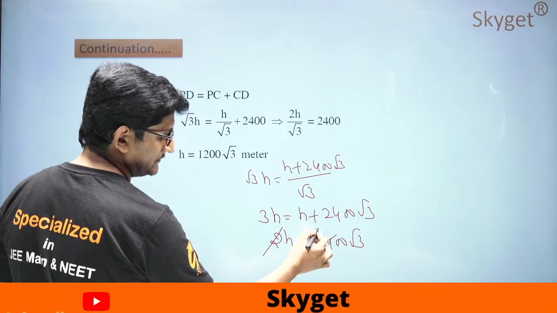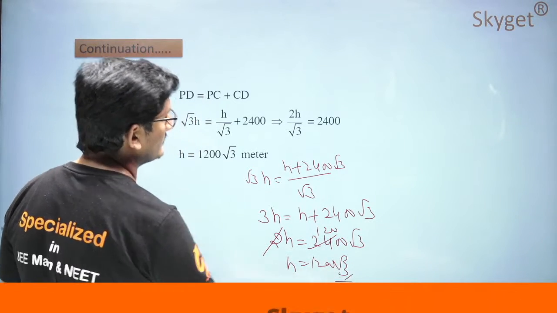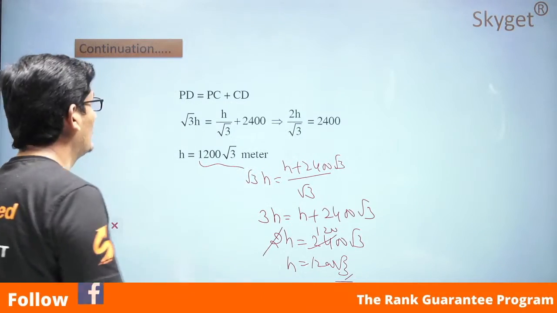Now 2 divides 2400 to give 1200. So H is equal to 1200 root 3. This is the answer. So the height is 1200 root 3 meters. Let's see the next one.